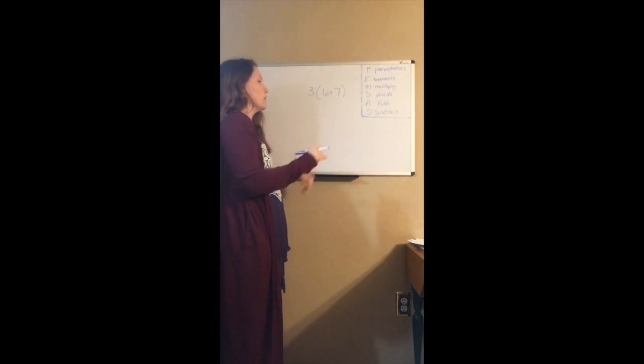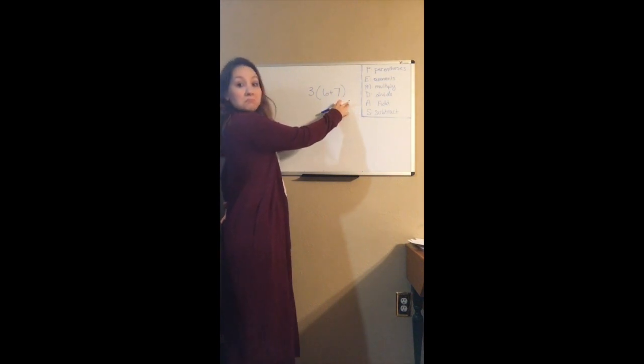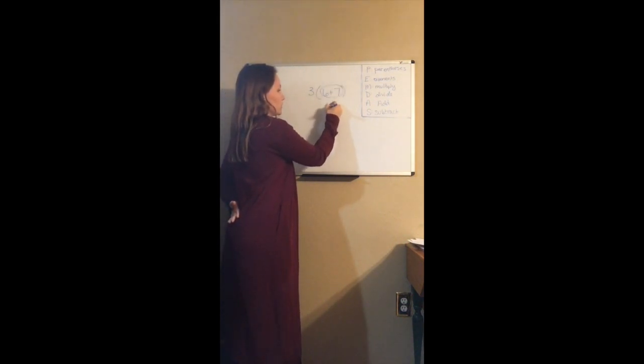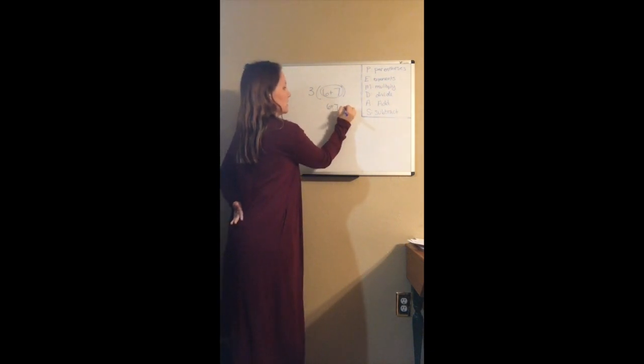So looking at this, how I like to go through it is I like to ask myself, okay, are there parentheses in this question? So are there parentheses? Yeah. So we want to deal with the parentheses first. So first we're going to do 6 plus 7. So 6 plus 7 will give us 13.